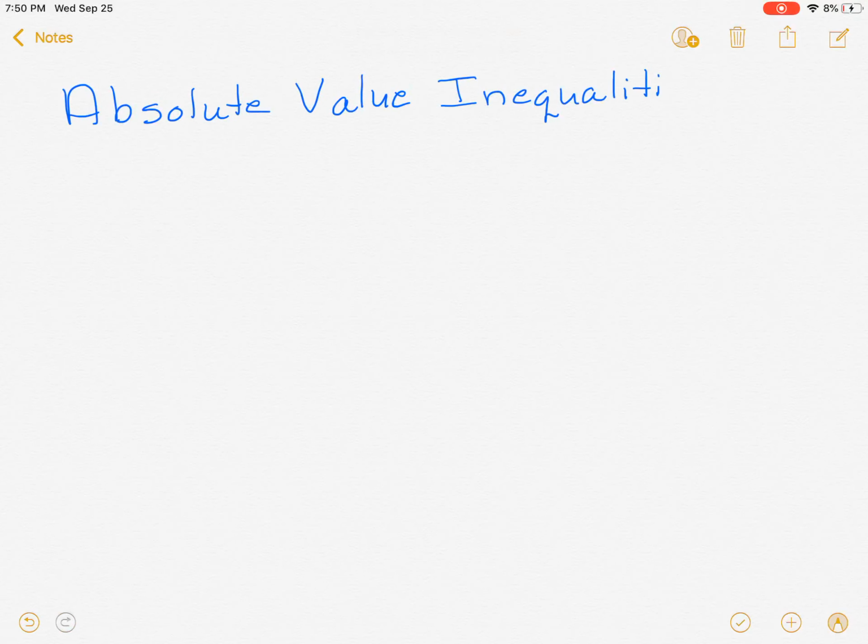Hi guys, this should be the last video for this test, and it's on absolute value inequalities, which is section 2.7, I believe. Okay, so when we're talking about absolute value, just like I talked about in the absolute value equations video, the definition of an absolute value is a number's distance from zero. So the absolute value is a number's distance from zero.